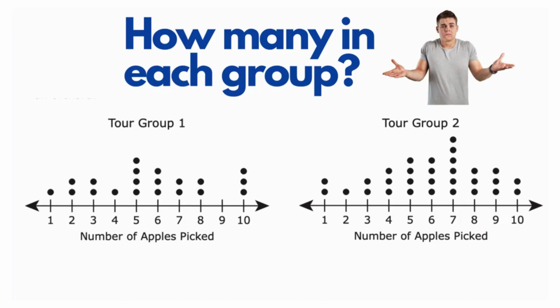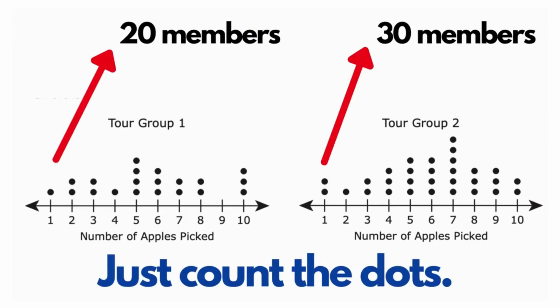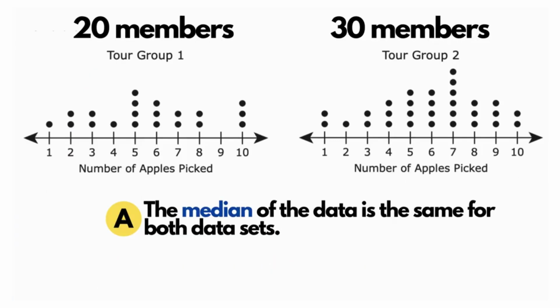So the first thing we need to determine is how many pieces of information are in each graph. If we look at these, we just count the dots, and we find that tour group 1 has 20 members and tour group 2 has 30 members. So let's break this down. This is central tendency, so we're looking for trends in data, and central tendency means we generally look toward the middle to start our comparison of data.